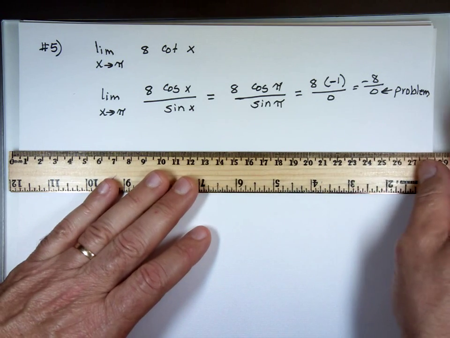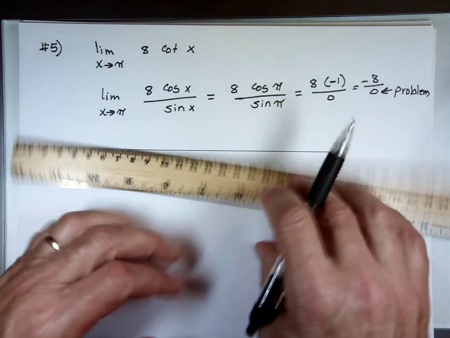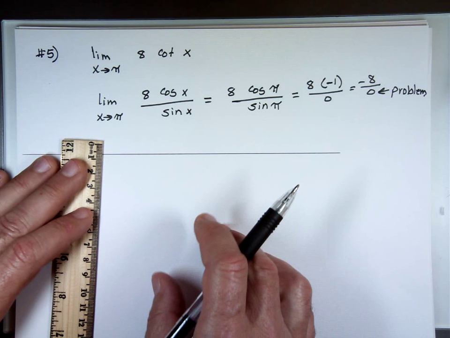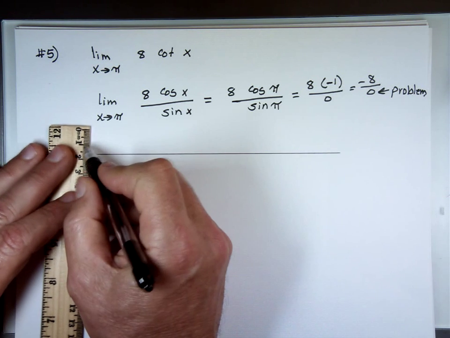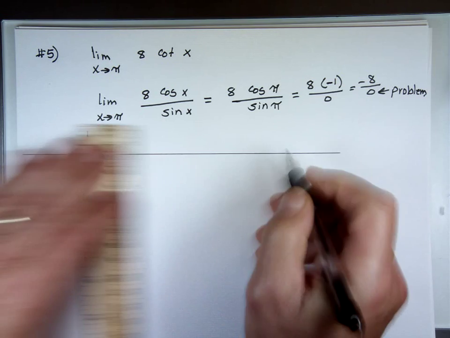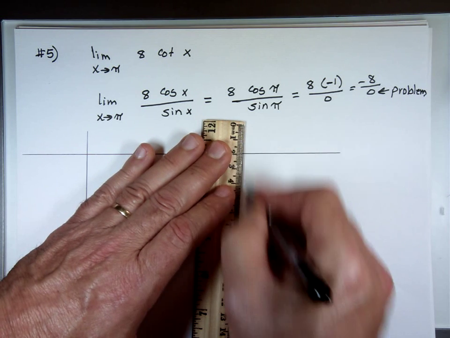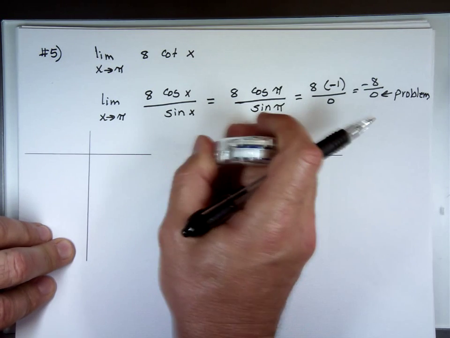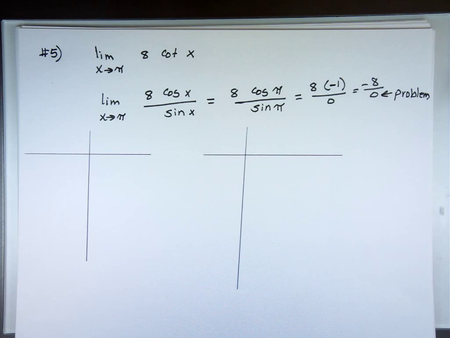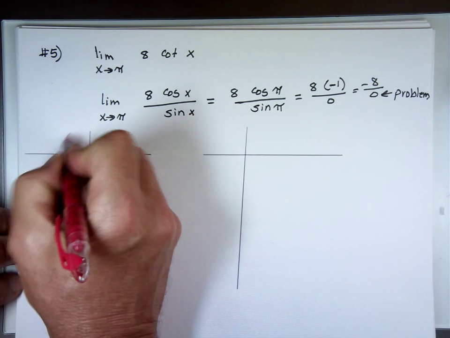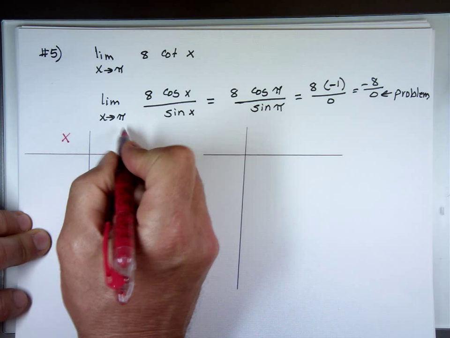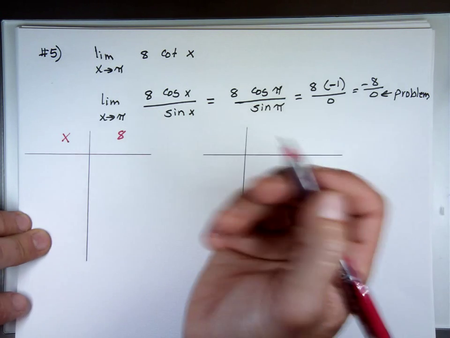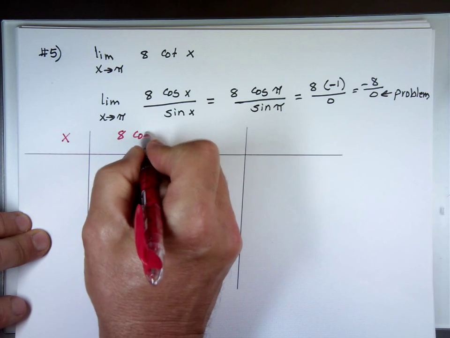The table. We'll look at values from the left side and the right side. Let's take values for x, and let's go to the calculator and find 8 cotangent x. I don't have a cotangent on mine, but it's 1 over tangent, so I can do that, or cosine of x over sine of x.